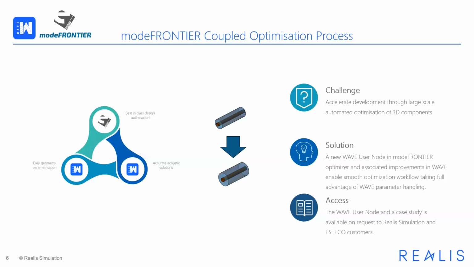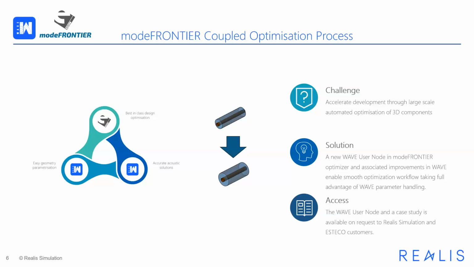The new node, which is available in modeFRONTIER to ESTECO customers on request, allows users to query parameters in Wave models and directly drive Wave solver, varying model parameters to achieve target results. Any simulation output, direct or derived, which can be plotted in our post-processor RPost, can be set up as an optimization target in modeFRONTIER, providing excellent flexibility of the workflow setup.